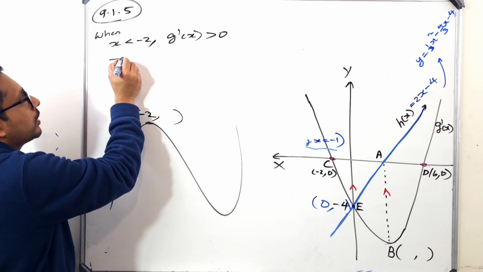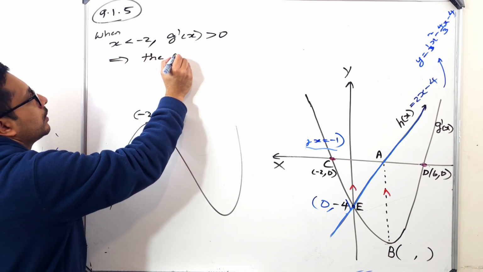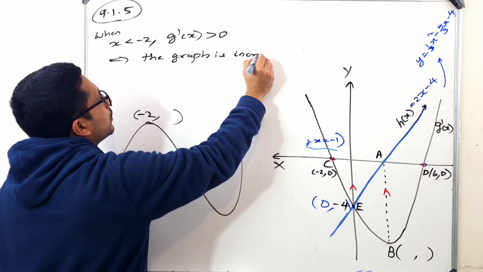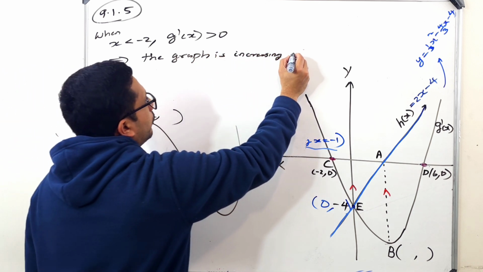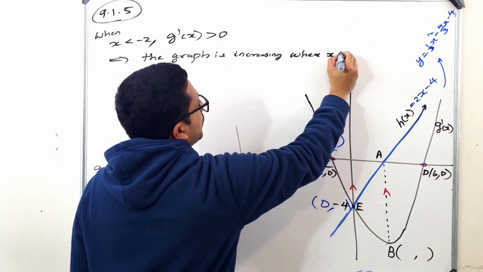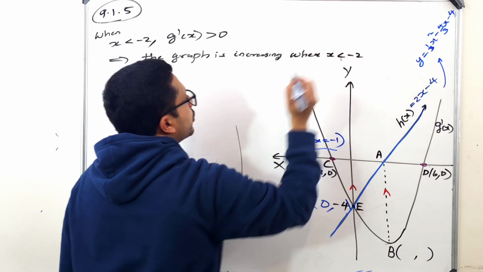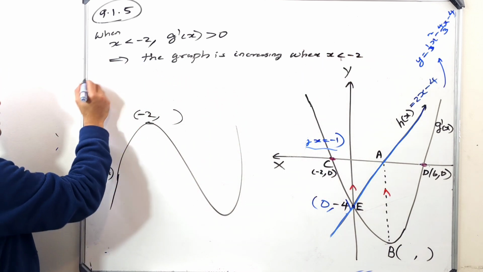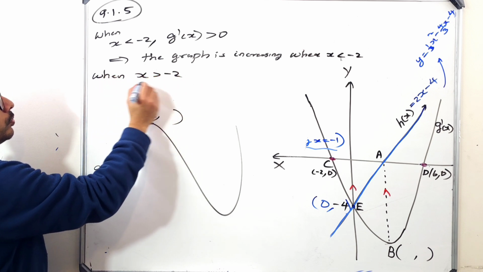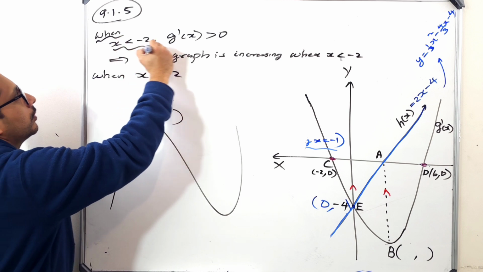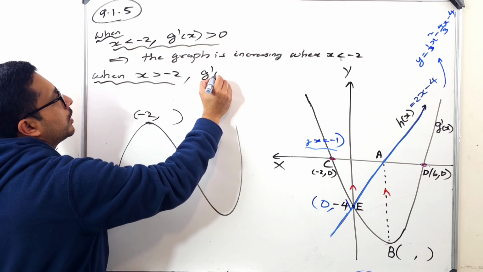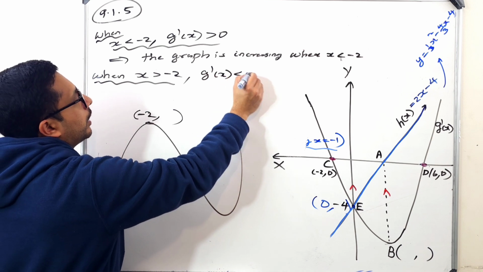So you can write, when x is less than minus 2, g dash of x is greater than 0. It implies that the graph is increasing when x is less than minus 2. So we are done with that one. This is the first case. Now the second case, when x is greater than minus 2, the first derivative is less than 0.